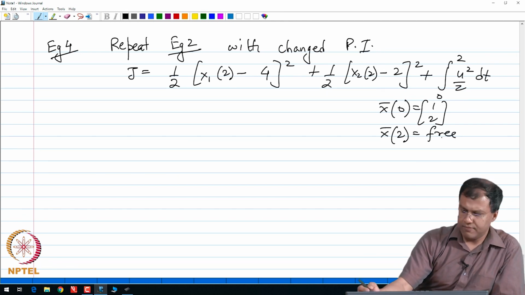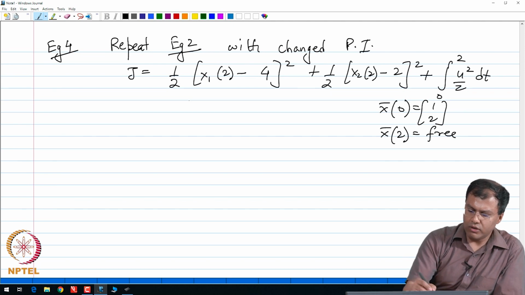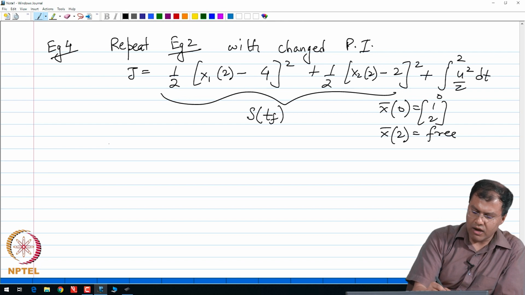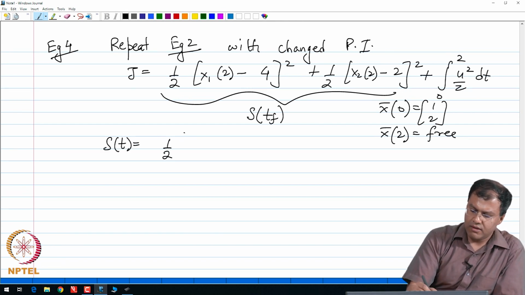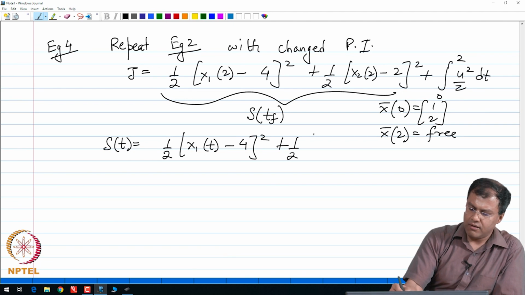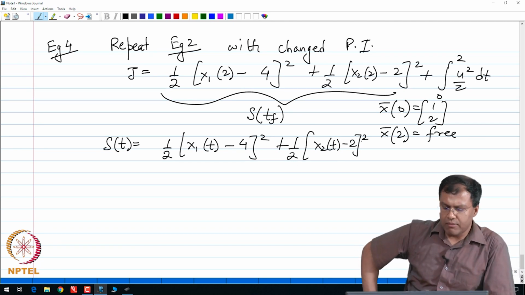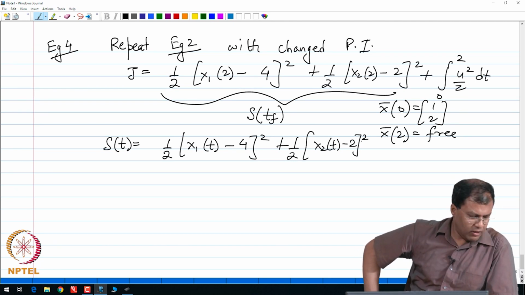So, we have noticed that the quantity sitting outside the integral is S at T f, right. So, I now have a cost function S at t, which is also equal to half of (x 1 at t minus 4) square plus half of (x 2 at t minus 2) square, right. So, these are my cost functions, and what else.